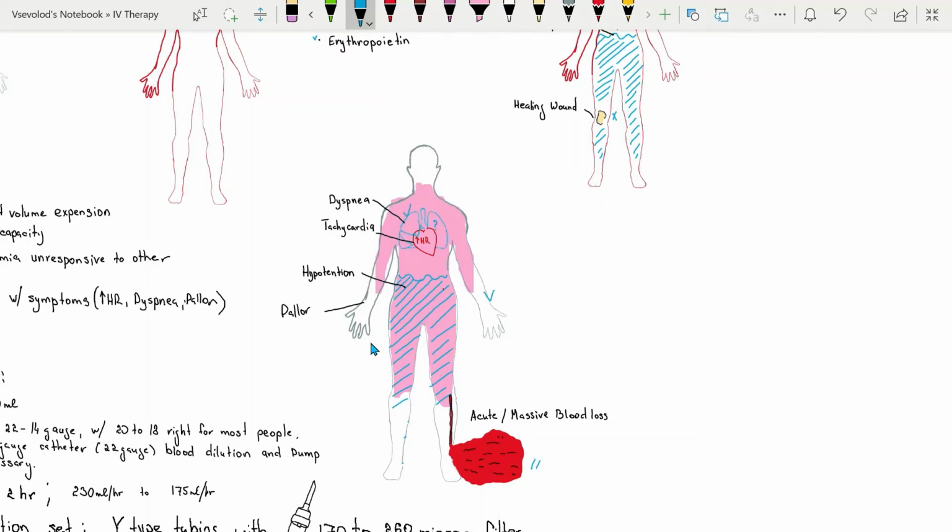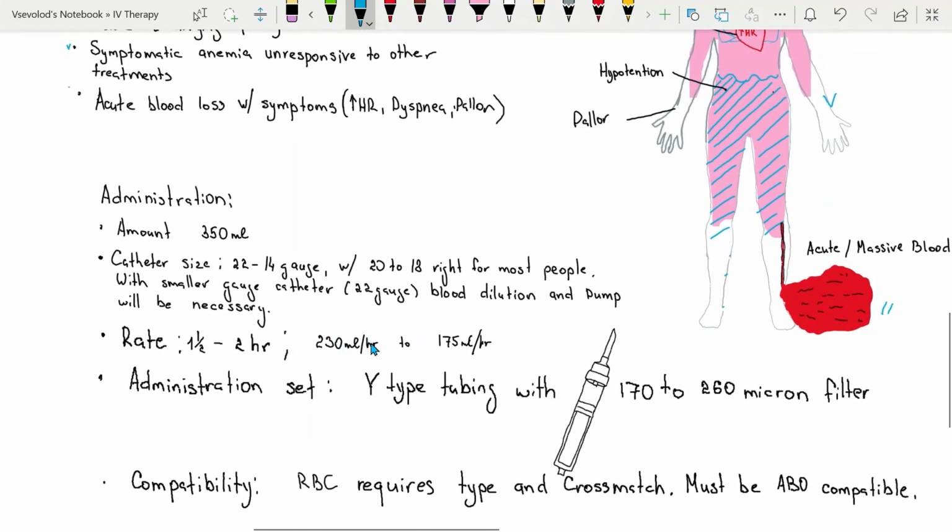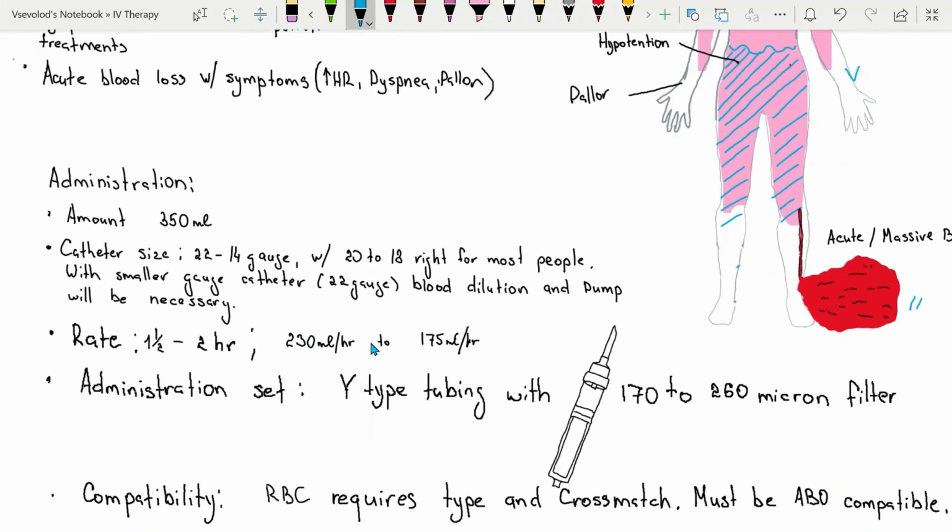So when administering red blood cells, the usual amount is 350 milliliters. The usual catheter size is somewhere from 22 to 14 gauge, with 20 to 18 gauge right for most people. With the use of smaller gauge catheters such as 22 gauge, blood dilution and a pump will be necessary. The usual time it takes to infuse a unit of red blood cells is from 1.5 to 2 hours, maximum 4.